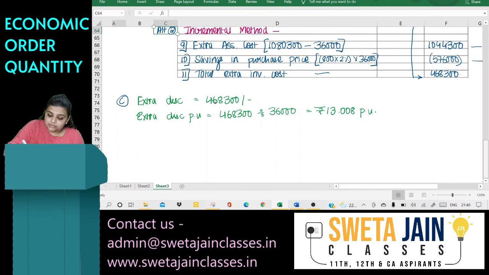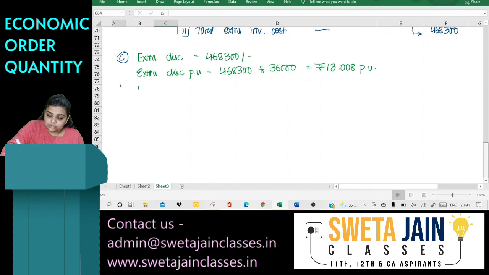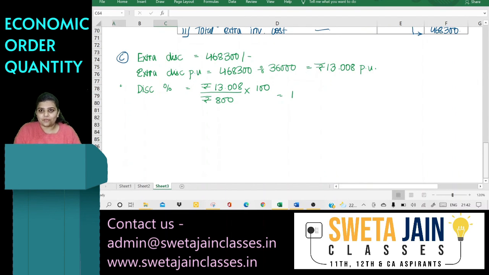So what is the discount percentage? Discount percentage would be rupees 13.008 divided by rupees 800 into 100. So that is equal to 1.626%. This is the further discount required if we want an indifference, or we reach an indifference point between the discount policy and the EOQ. So this was a question on EOQ where we got the discount policy and we calculated the extra cost also.